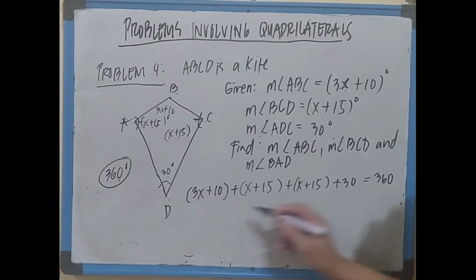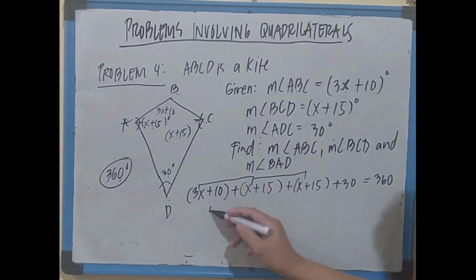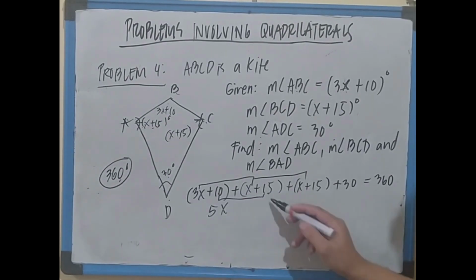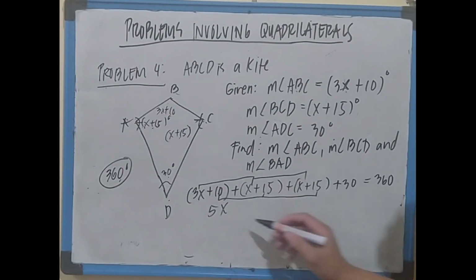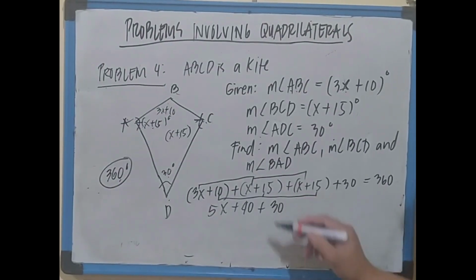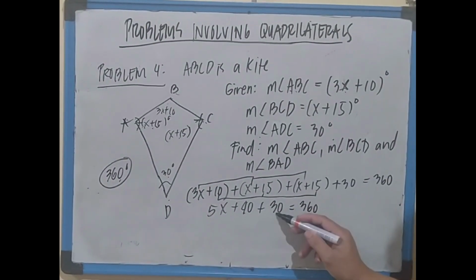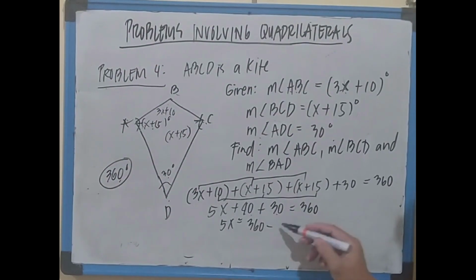Now, combining like terms na lang tayo. We have 3x plus x plus x, we have now 5x. And then 10 plus 15 is 25, plus 15, we have now 40. So, plus 30, we have 30 here. Then equal to 360. So also 40 plus 30 is 70. So we have 5x equals 360 minus 70.